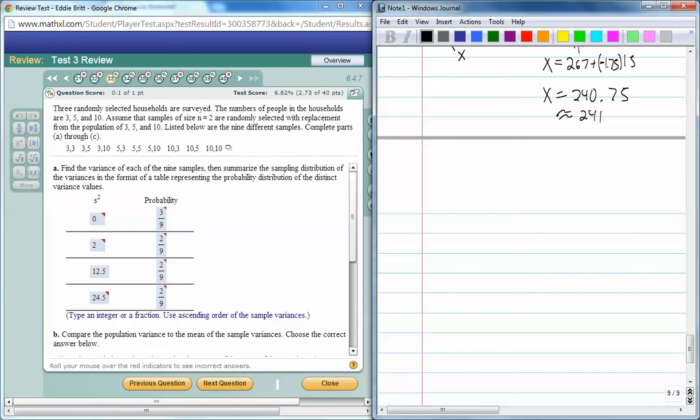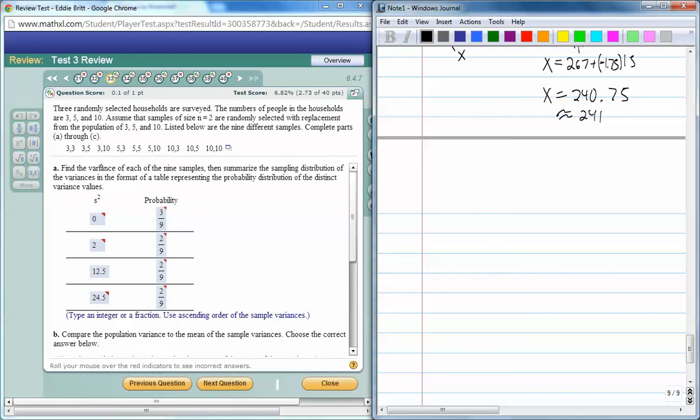Alright, 3 randomly selected households are surveyed. The numbers of people in the household are 3, 5, and 10. Assume that samples of size n equals 2 are randomly selected with replacement from the population 3, 5, and 10. Listed below are the 9 different samples. You're taking 2 of these with replacement. So if you had these 3 numbers in a hat and you drew out one, and then you put that number back and you drew out another, these are your different samples you could have.